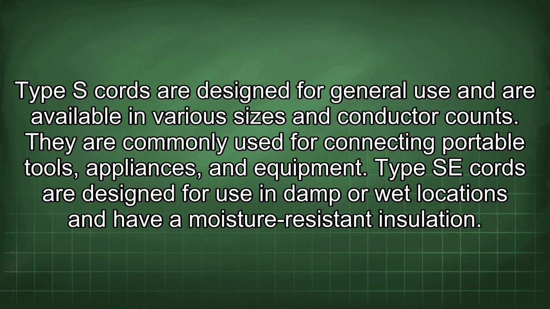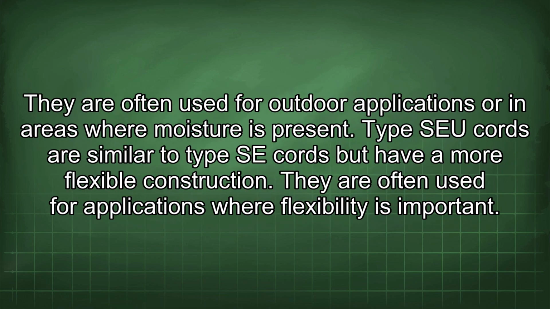Type SE cords are designed for use in damp or wet locations and have a moisture-resistant insulation. They are often used for outdoor applications or in areas where moisture is present. Type SEU cords are similar to Type SE cords but have a more flexible construction. They are often used for applications where flexibility is important.